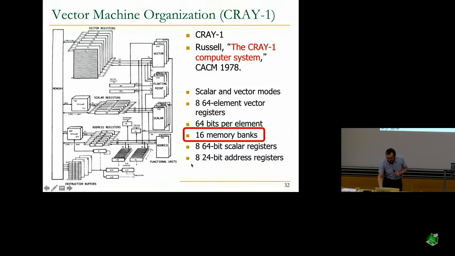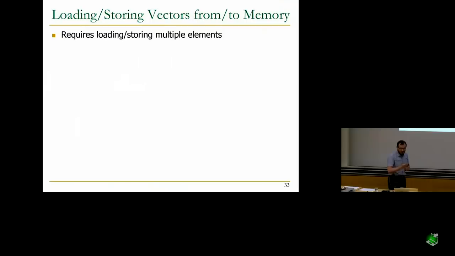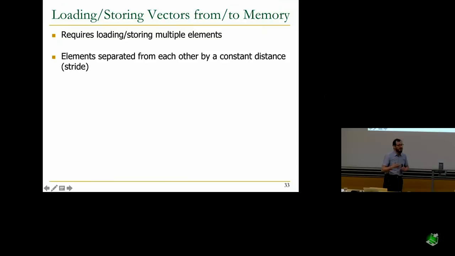Why do we have these banks? So we need to load and store vectors from and to memory. This requires loading and storing multiple elements. So how can we do multiple-element vector load and store? Elements are separated from each other by a constant distance. We're going to assume this. We're going to break this later on. This is called a stride. We're going to assume stride 1 for now, which is the really easy case, actually.